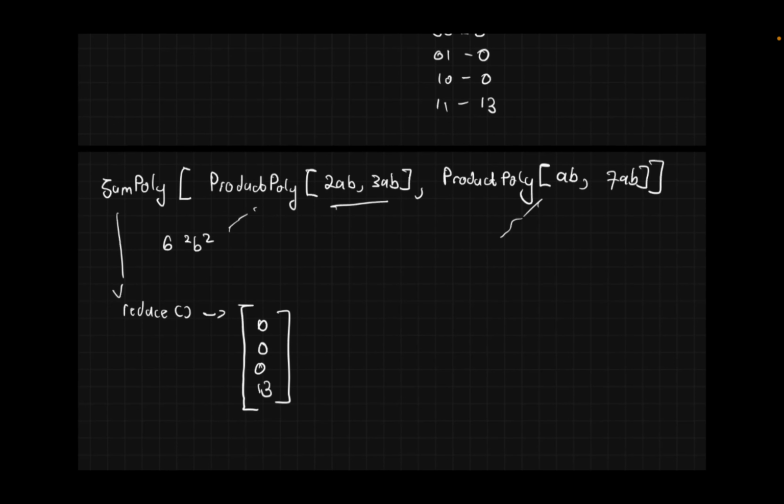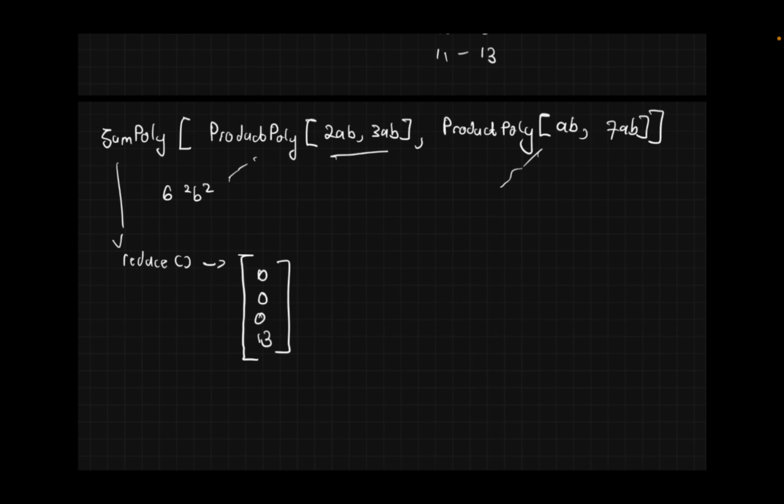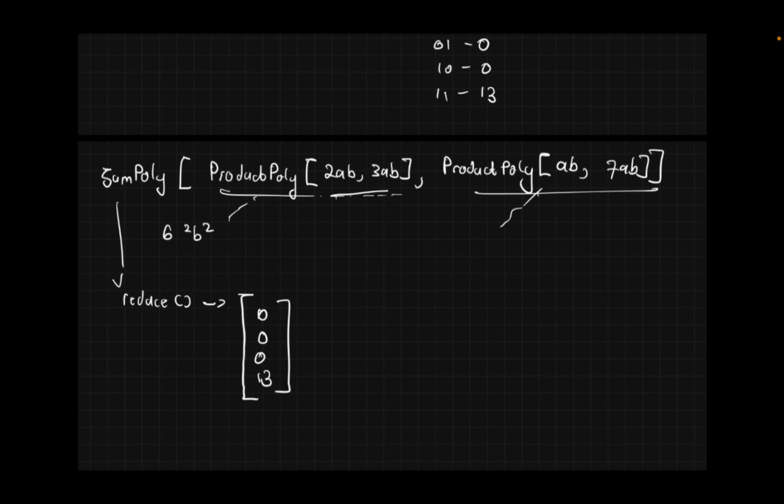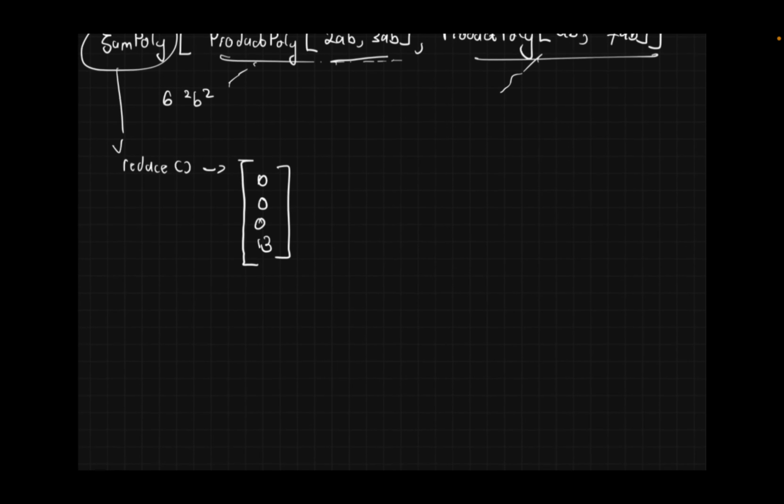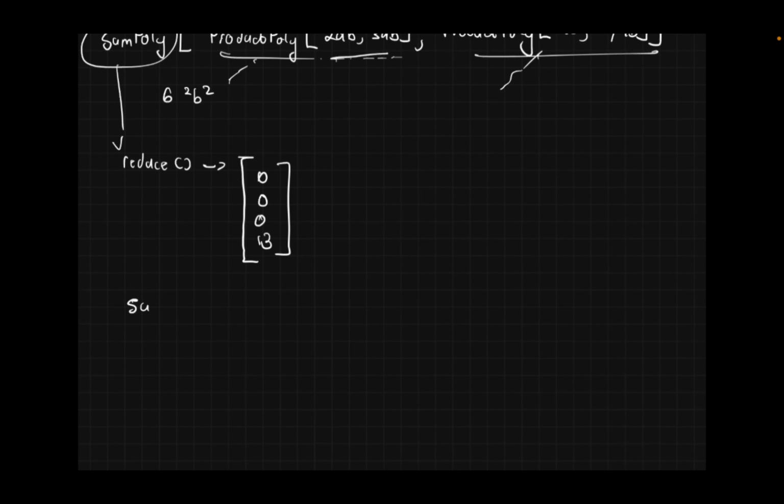That's the goal, right? Each of them is represented in evaluation form. So when you call reduce on sum poly, it will now call reduce on each of its children. Then product poly will call reduce on each of its children. But when product poly has gotten them, it multiplies them together. So we'll call sum poly dot reduce.